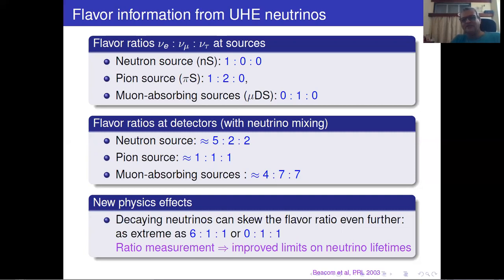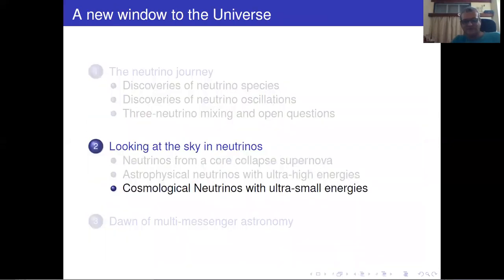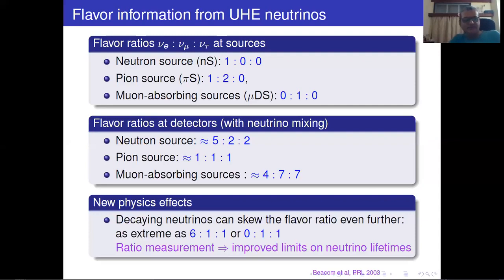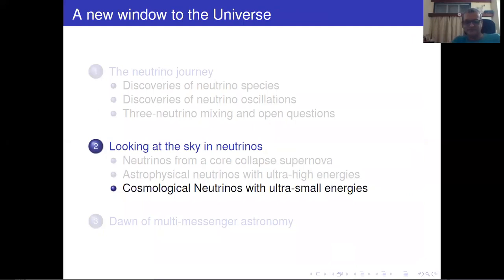So waiting for a long time and keeping on looking at the sky has this advantage. You keep on observing things. Once you are able to get enough data, then you will be able to actually say something about all these things. So any comments, questions about neutrinos from very high energies? Okay. In that case, I will now go to the other extreme.